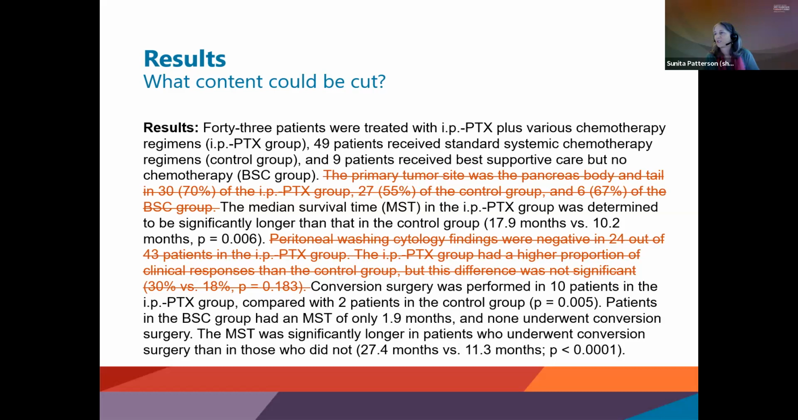Should the title include conversion surgery? Interesting. Yeah, the title just focused on intraperitoneal paclitaxel, but you're right, conversion surgery was an element of treatment. That's a good question. Had not thought about that, but that's a great question.